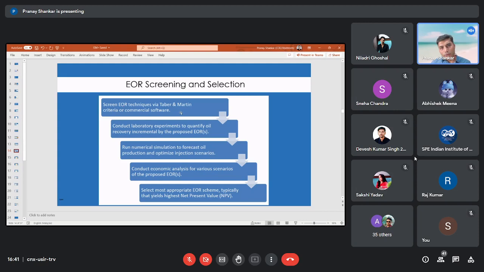We also have a few software tools available which you can use for the same screening. Once you have screened, let's say post screening we find that we can implement three or four EOR technologies, then what you do? You do some lab experiments, and then you quantify the possible incremental oil recovery by those proposed EOR technologies. Then we do numerical simulation to forecast the oil production, and then we do our economic analysis.